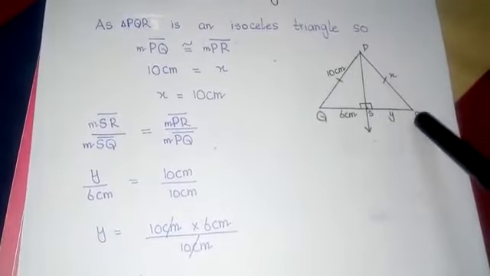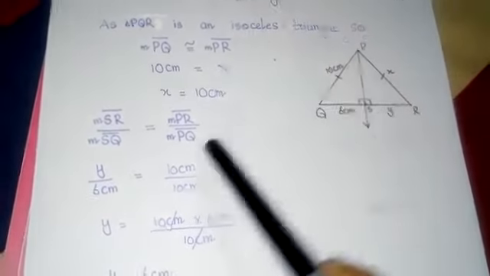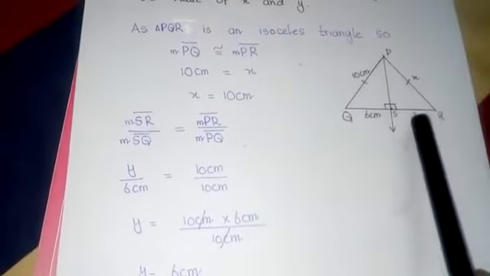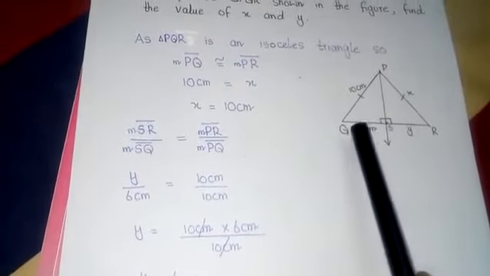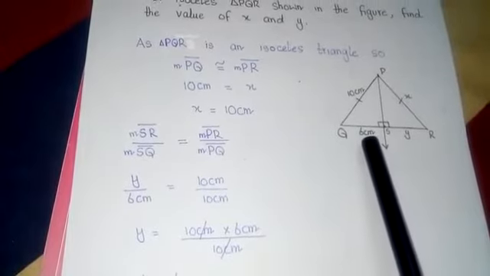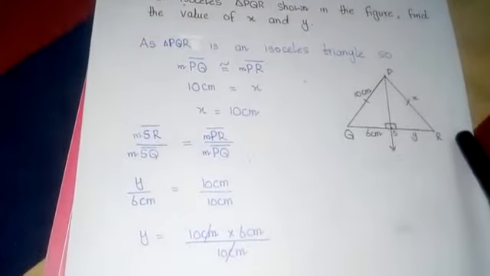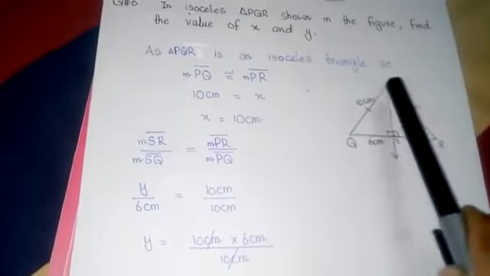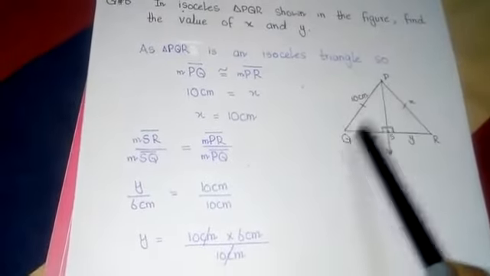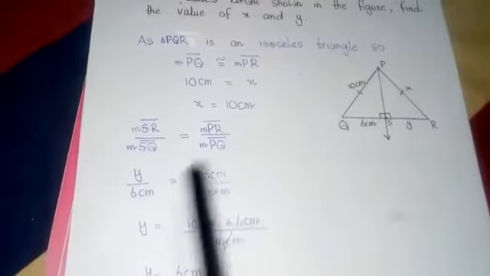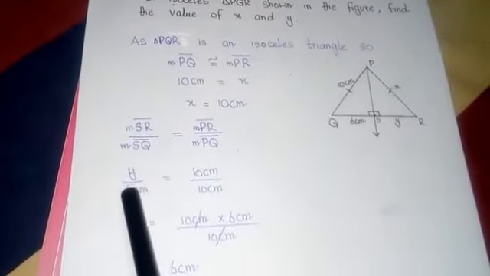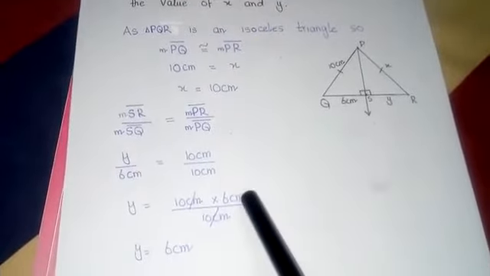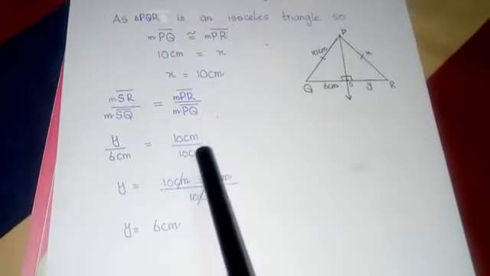Here is the formula. Now put the values. SR is y. QS is 6 centimeters. PR is 10 centimeters, we have calculated the value, and PQ is 10 centimeters. Clear? Now we will move this 6 to the other side. It will multiply with 10. 10 is cancelled with 10. So the value of y is 6 centimeters.